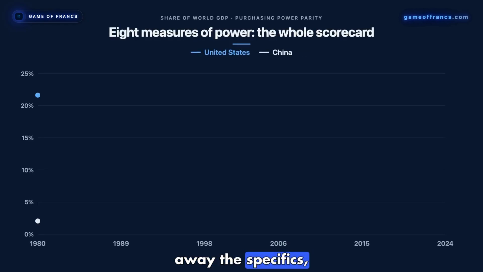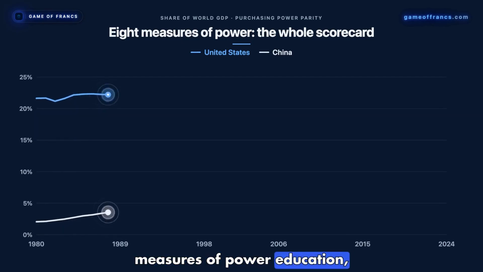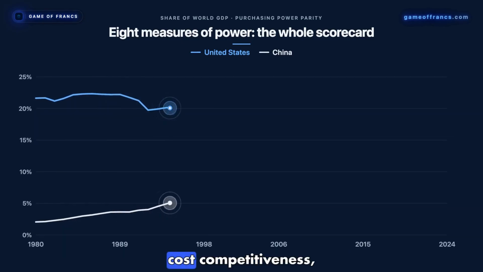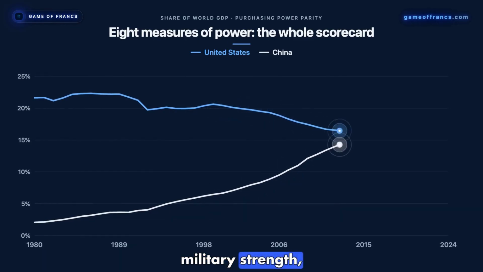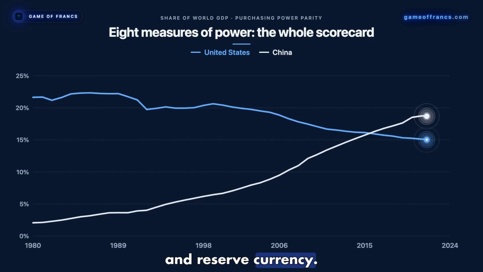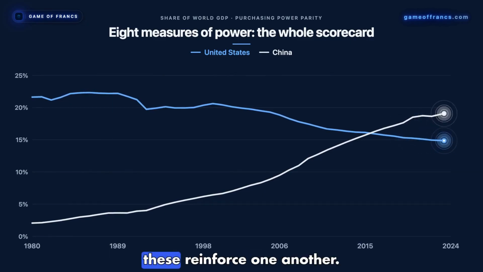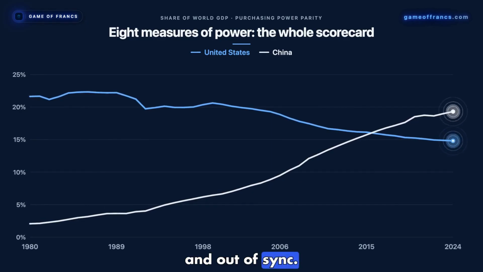Strip away the specifics, and every empire in Dalio's dataset moves through a similar arc, tracked with roughly 8 measures of power: education, innovation, cost competitiveness, share of world trade, military strength, economic output, financial center status, and reserve currency. On the way up, these reinforce one another. On the way down, the same loop runs in reverse, slowly and out of sync.